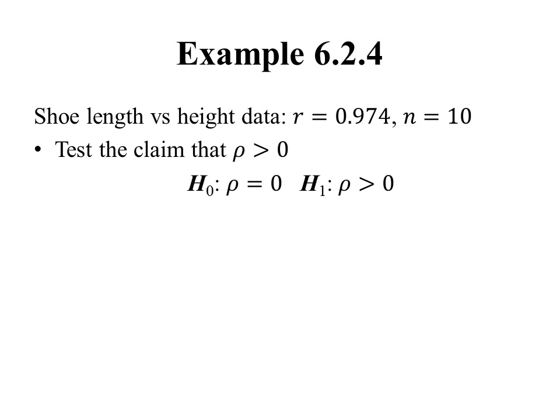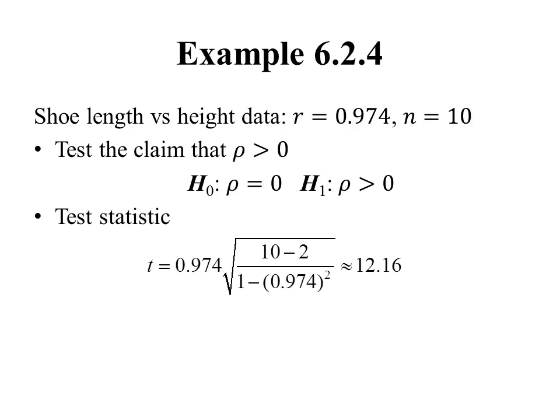So going back to our shoe length data, let's formally test our claim that rho is greater than 0. So here was our value of r. We had 10 data values. Here were our null and alternative hypotheses. So we calculate our test statistic. There's r, there's n, there's r again. We do all that arithmetic, we get 12.16.